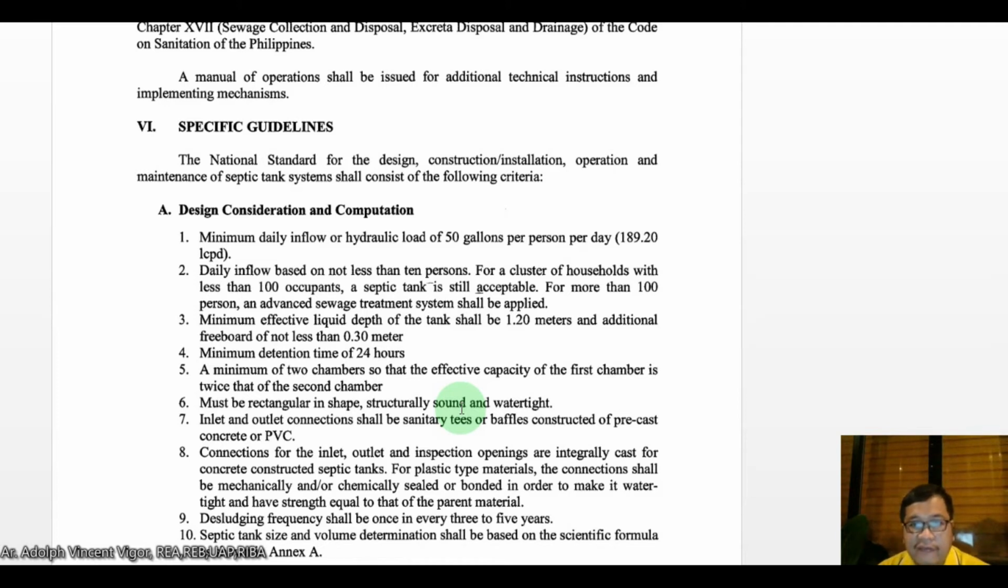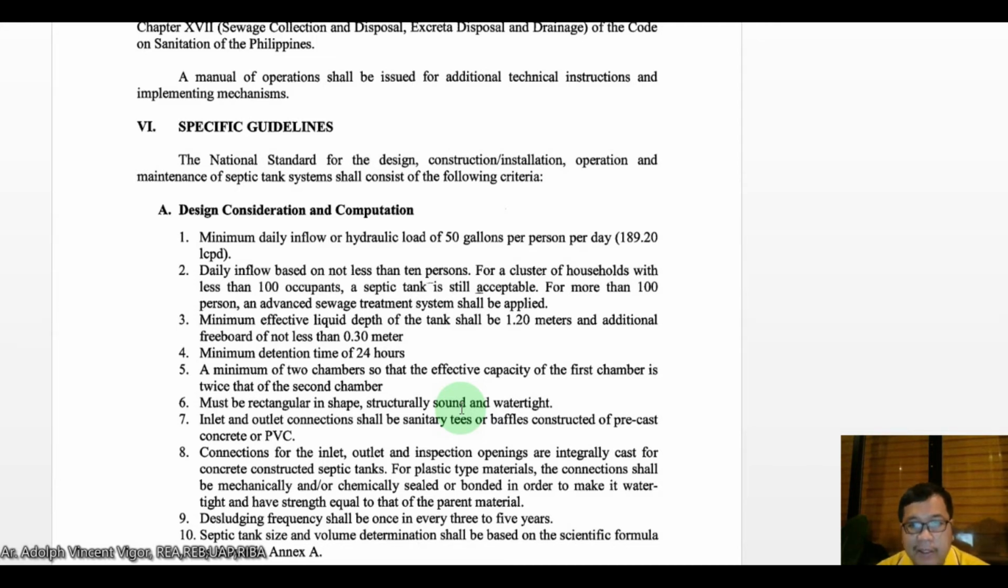Then you have a minimum effective liquid depth of the tank of 1.20 meters and an additional freeboard of not less than 0.30. Then a minimum detention time of 24 hours. A minimum of two chambers, so that the effective capacity of the first chamber is twice that of the second chamber. So what's the meaning of this? If you have two chambers, the first chamber should be at least two times the second. But here, class, in our practice, even in residential here in Cagayan de Oro, I think we are already doing the three chamber system. So we're safe for this.